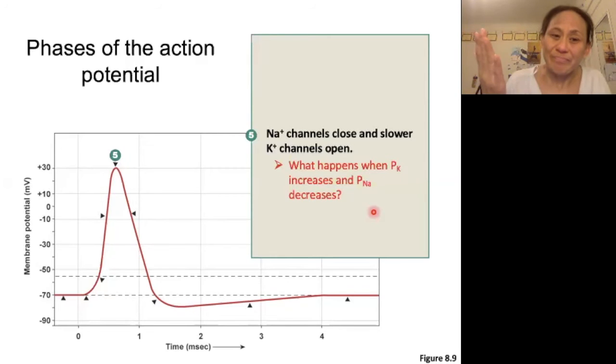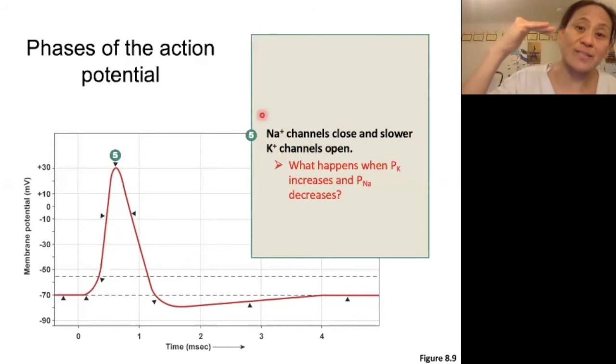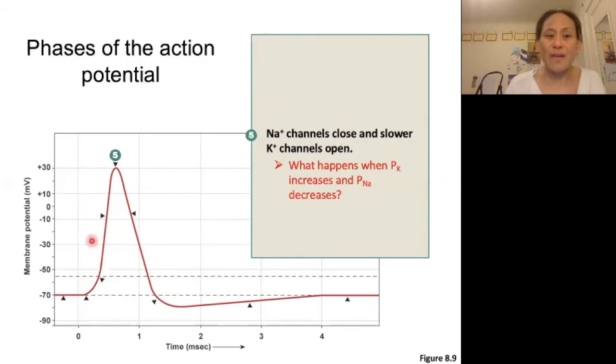Okay, so let's talk about what happens, right? So we are closing sodium channels. When we close sodium channels, sodium no longer has as much opportunity to move in such a way as to bring the membrane potential closer to its equilibrium potential. Therefore, that's going to cause this depolarization to end, okay? The other thing that happens is that potassium channels open, okay?